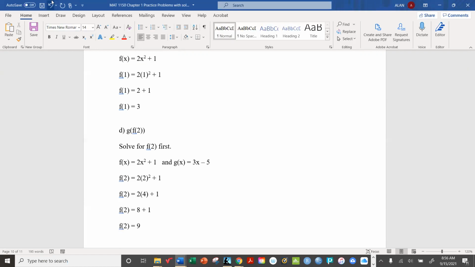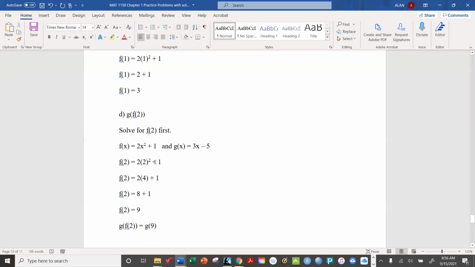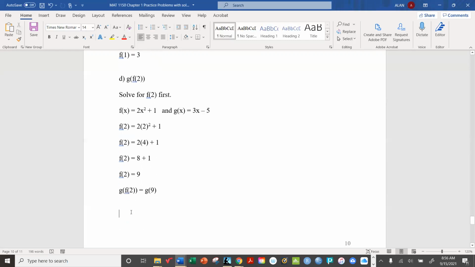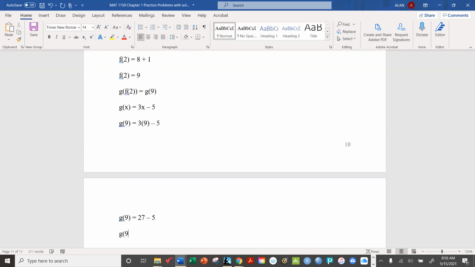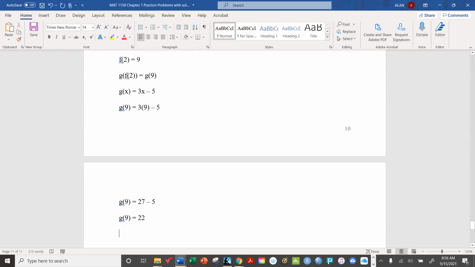And now g of f of 2 is equal to g of 9. And so since g of x is 3x minus 5, that indicates that g of 9 must be 3 times 9 minus 5, 27 minus 5, 22. And that's it. You're done.